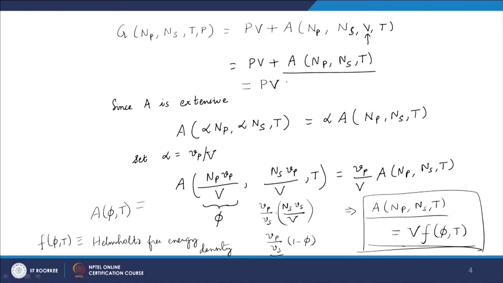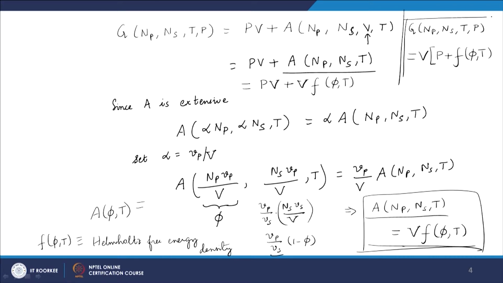So, going back here, my G is now PV plus V multiplied by F of phi, T. So, now I have a simple expression of the Gibbs free energy of the system in terms of a PV term and something that we refer to as the Helmholtz free energy density.